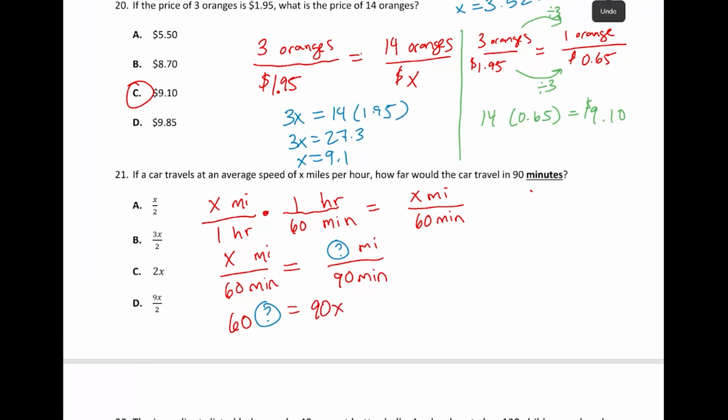So if I solve for that question mark, I just need to divide both sides by 60. So question mark equals 90X over 60. And you can use your calculator to reduce that 90 over 60 to 3/2. So 3X over 2. So our answer is going to be B here. But I think there's an easier way to do that, and that is going to be to actually pick a number instead of X and see if it works out.